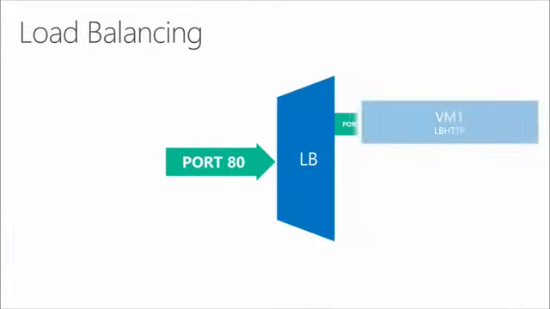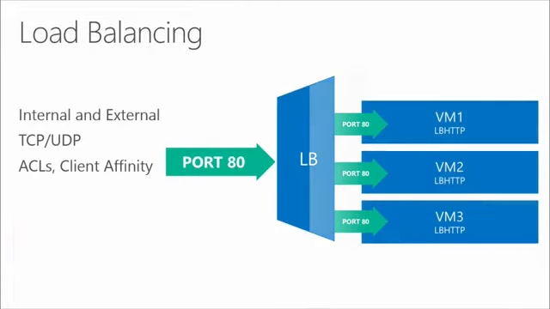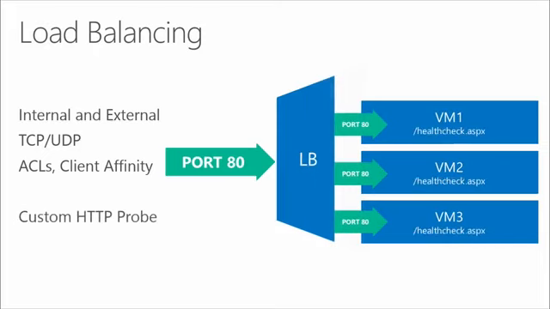And of course, we are giving you the option to use load balancing. You have two options. We have two types of load balancing in Azure. The first one is called external load balancing. It's pretty much what you can expect. There's a load balancer in Azure data center, and you put your virtual machines behind this external load balancer. So any request coming to port 80, for example, will be balanced between different virtual machines. You can use ACLs, client affinity, you can create a custom HTTP probe, etc.